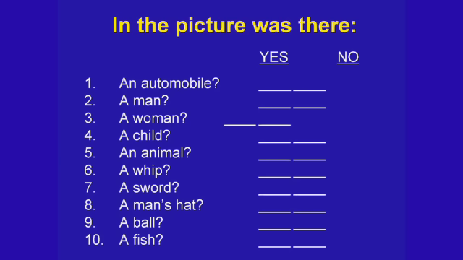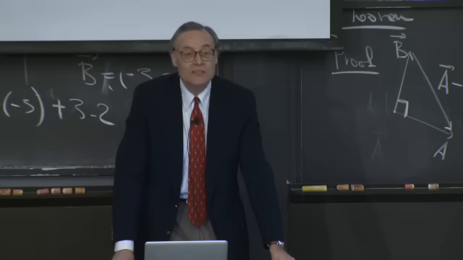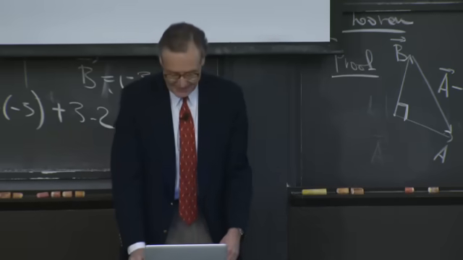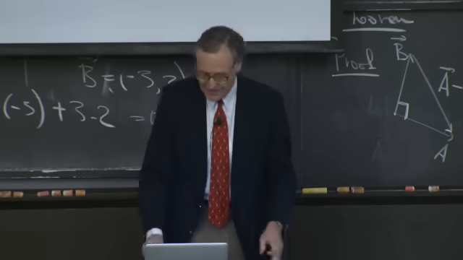Okay, all right. And now it gets a little wild. Okay, a whip. Yes. Okay, a sword. Yes. All right, a man's hat. Yes. A ball. Yes. A fish. Yes. All right. So there's this agreement, and that's we're democracy, right? Okay. So all these things are big setups, right?